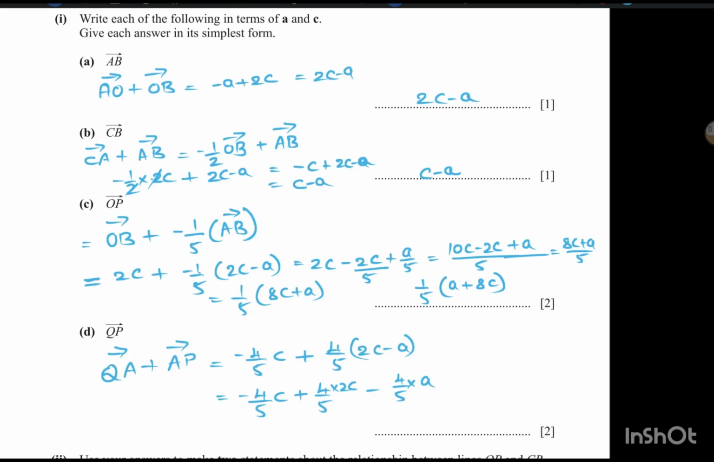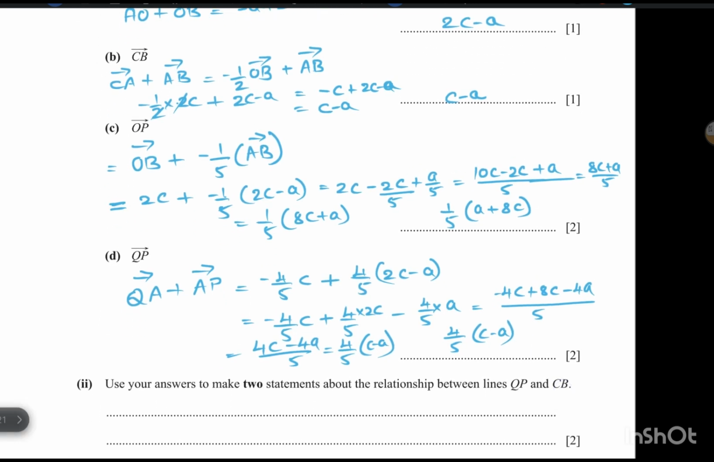So we can take 5 as LCM: minus 4C plus 8C minus 4A. Minus 4C plus 8C is 4C, so 4C minus 4A by 5. So that will be 4 by 5 into C minus A. This is done.